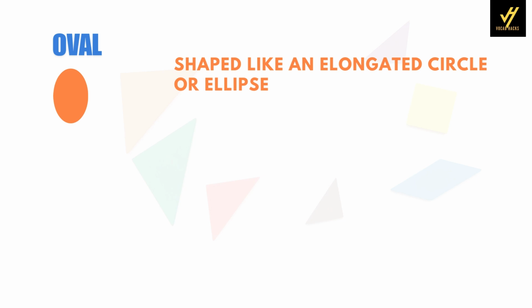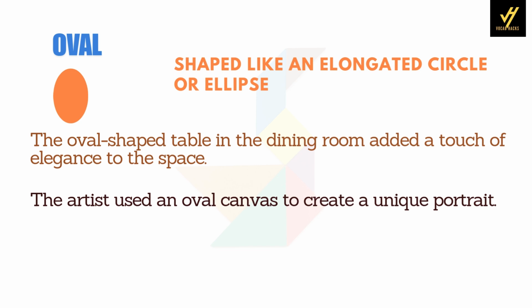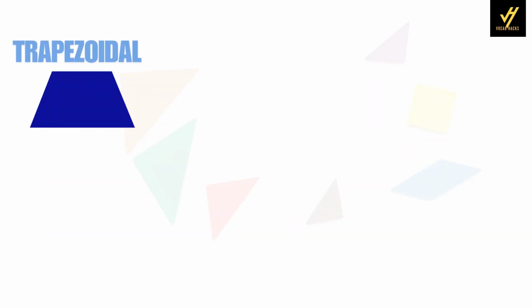Oval, shaped like an elongated circle or ellipse. The oval-shaped table in the dining room added a touch of elegance to the space. The artist used an oval canvas to create a unique portrait. The tennis court has an oval design that maximizes available space for spectators.